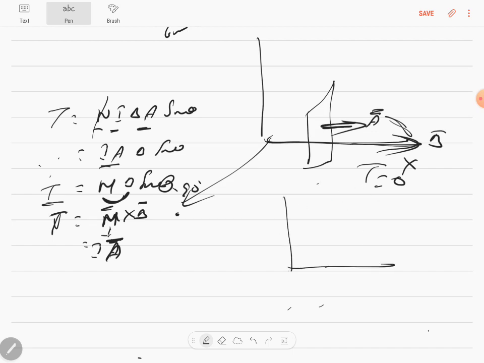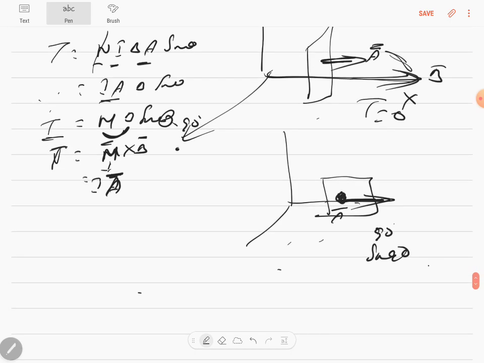Therefore, necessarily the orientation has to be like this, in the same plane as where the x-axis is lying, so that the area vector points outward and the magnetic field is along the x-axis. The angle between them will be 90, and sin 90 is 1. That's when the torque will be maximum. So in that case, torque is just MB.